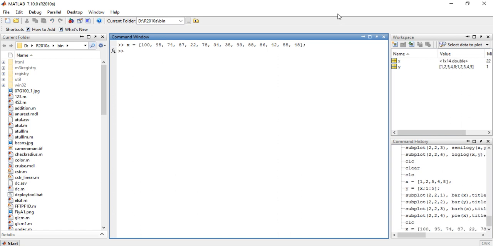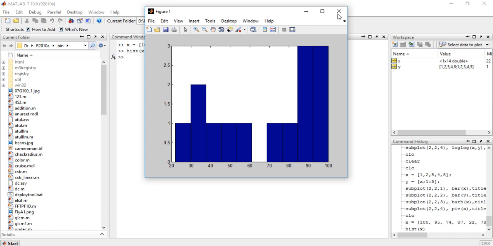So I'm just writing down the scores in our x vector. Now I'm going to draw the histogram. So I'm just writing the command hist of x. So this is how this will show the statistical analysis of our data. So these are the different types of commands, or we can say different types of 2D plots.